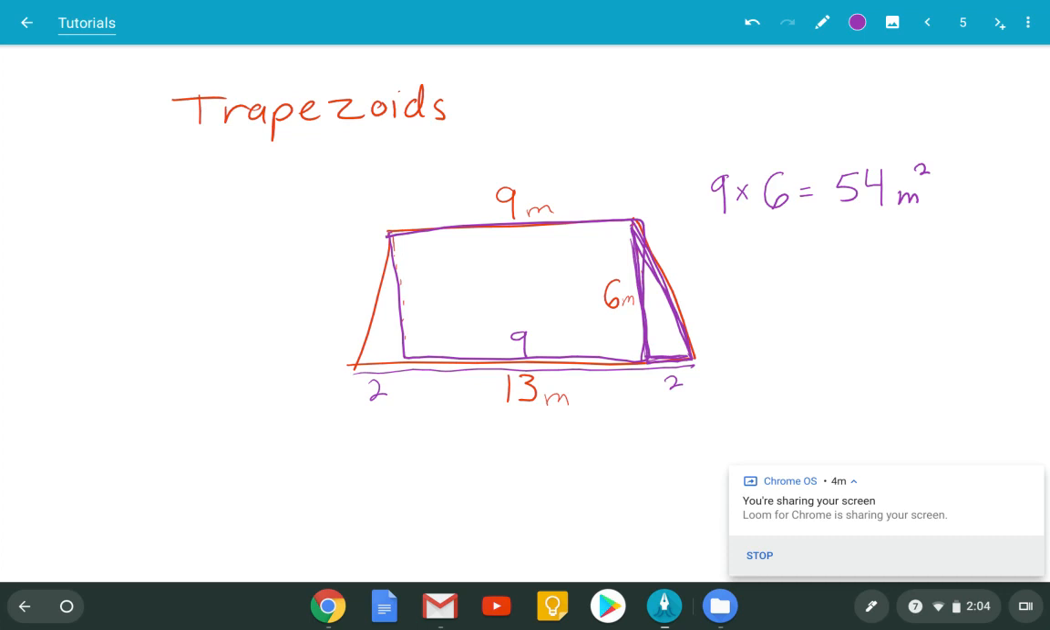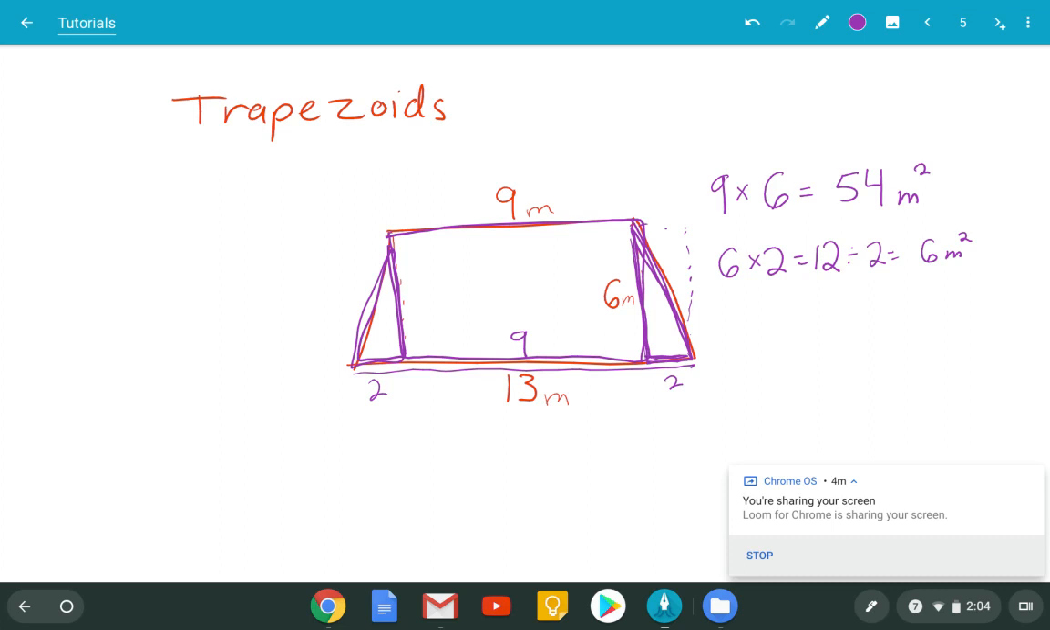So again, if we're finding the area of a 6 by 2 triangle, 6 times 2 is 12. And then we divide that by 2, because 6 times 2 would actually give us this rectangle. So the area of this triangle is 6 meters squared. We actually have 2 of those. We have another one over here. So we have two 6 by 2 triangles.